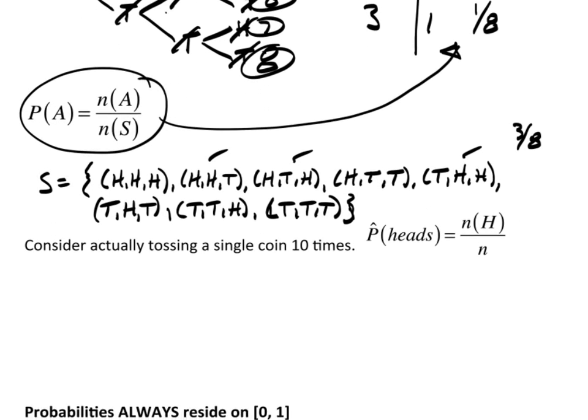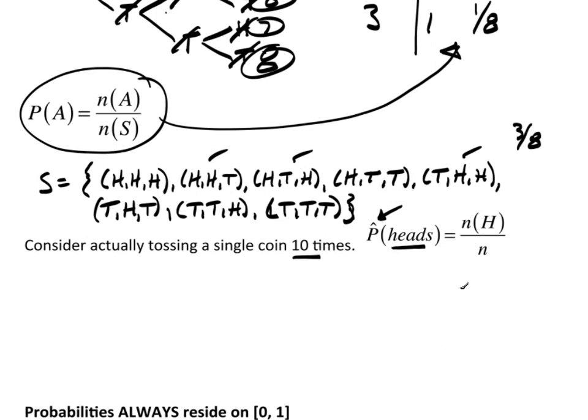Now, consider actually tossing a single coin 10 times. If I were to actually do it, I'm going to add the hat here because it's an experiment now. So the empirical, the experimental probability of getting a head in 10 tosses will be the number of heads that I observed divided by n, which would represent the number of times I actually ran the experiment. Now again, this is function notation. We can't cancel n's. That doesn't make any sense here. This is simply function notation.